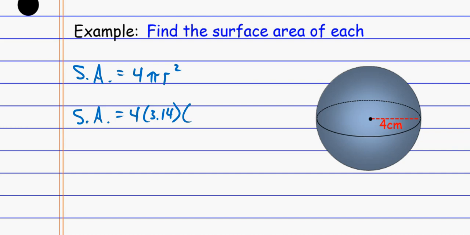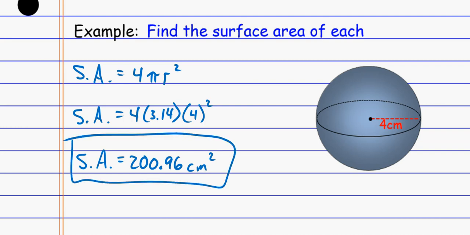Okay, and so for this one, that's going to be a 4, so 4 squared. And this is a job for my calculator, so I do 4 times the 3.14 times the 4 squared, and that gives me 200.96. And if you use the pi button on your calculator, you'll get a slightly different answer here, and that's okay. Your answer will be more accurate technically than the one I have. And the units this time are going to be square centimeters, okay? Because we're talking about square units because we're talking about area, okay?